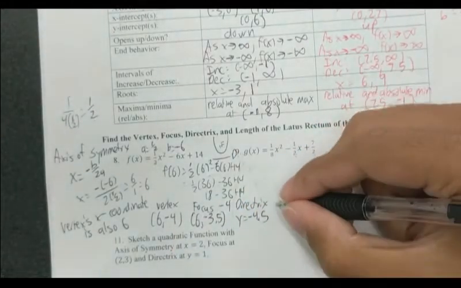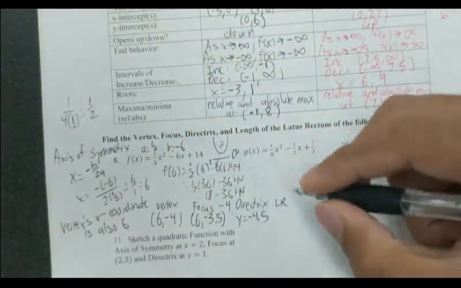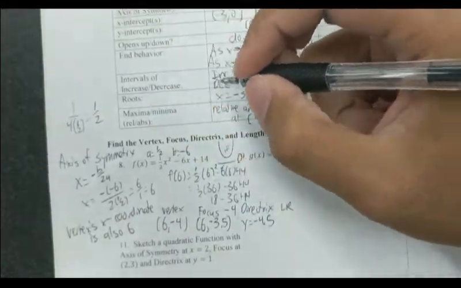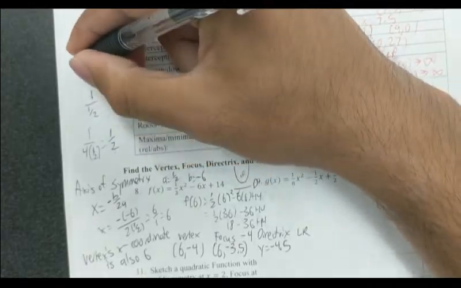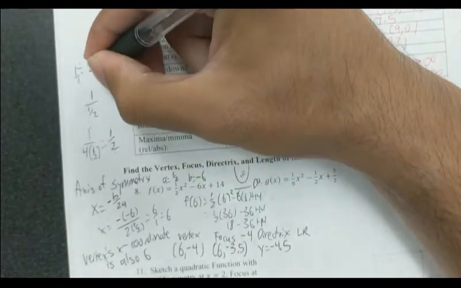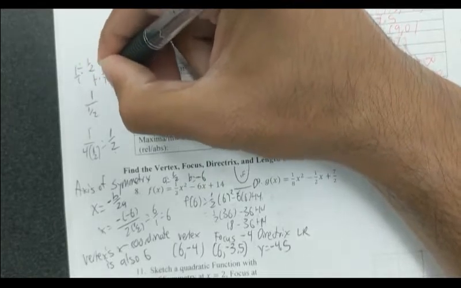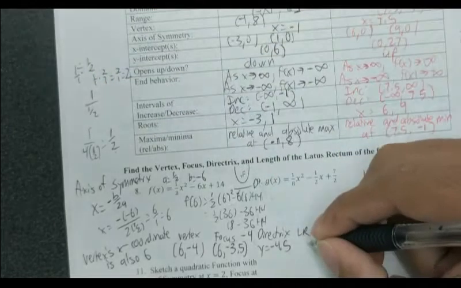Okay, and the length of the latus rectum, that formula is 1 over a. So 1 over a is 1 divided by a half. So that's 1 over 1 times 2 over 1 is 2 over 1, or 2.